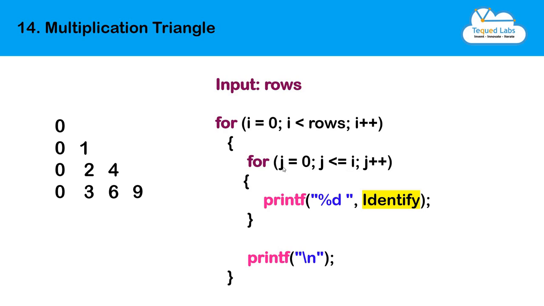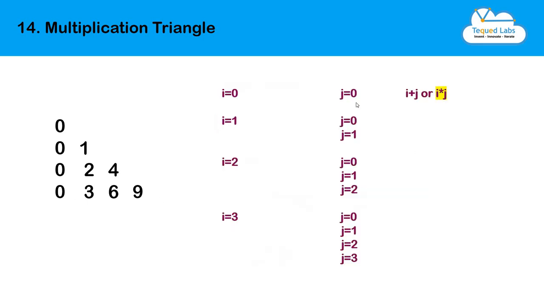When i is 1, the j loop will execute 0 and 1, that is 2 times. When i is 2, j will execute 3 times: 0, 1, 2. So when i is equal to 3, j will execute 4 times, that is 0, 1, 2, and 3. Let us analyze one by one.